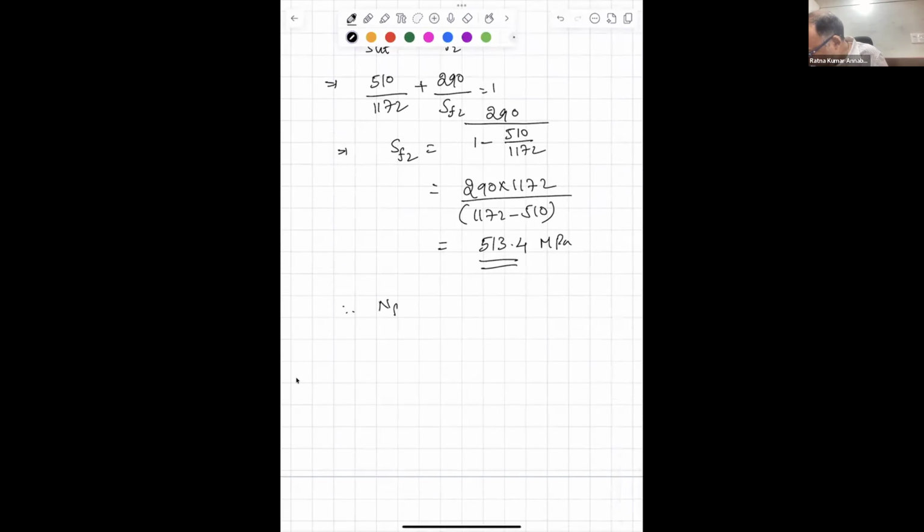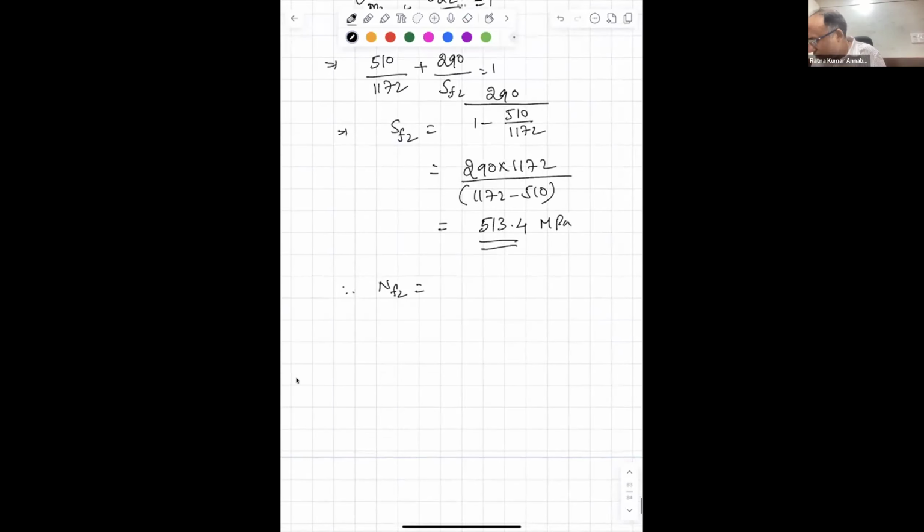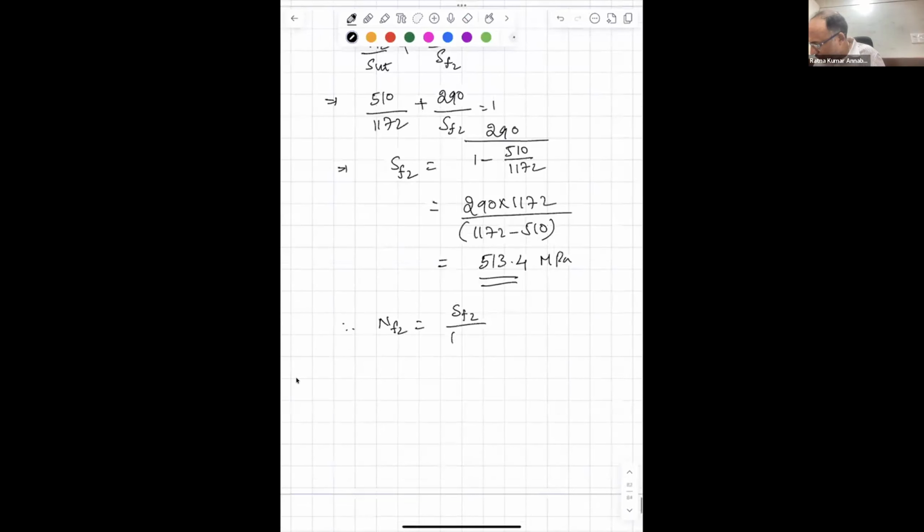Therefore, NF2 is equal to SF2 by 1643, whole to the power minus 1 by 0.0977. That is equal to 513.4 divided by 1643, whole to the power minus 1 by 0.0977. What is the number of cycles to failure?